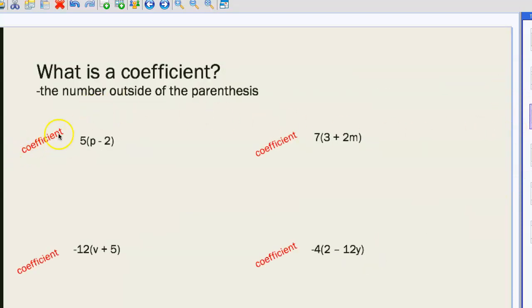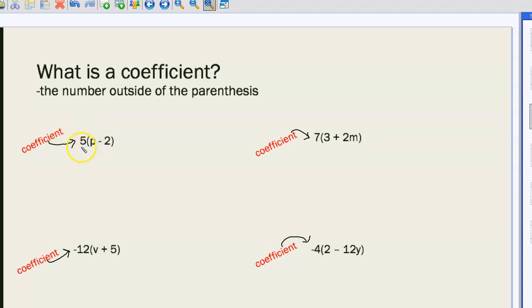Okay, so let's talk about what is a coefficient. That is just the number outside of your parentheses. Right here. That's your coefficient. This is your coefficient. You have a coefficient of 7. You have a coefficient of negative 12, which we will get to in a second, and a coefficient of negative 4.